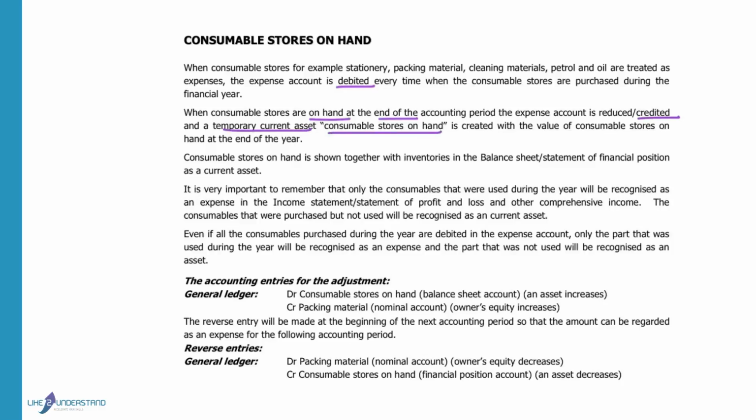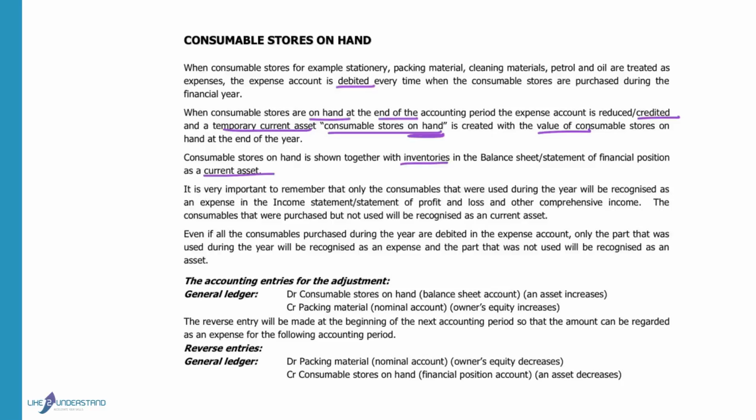on hand. As soon as you see the word on hand, it means that that is an asset. If only the word is consumable stores, then it's an expense. So when we credit our consumable stores, whether it's packing materials, stationery, cleaning materials, you will create this consumable stores on hand to show that you created the asset at the end of the year with the value of the consumable stores that's available that will be used in the following financial year. Consumable stores on hand is shown together with inventories in the balance sheet as a current asset.